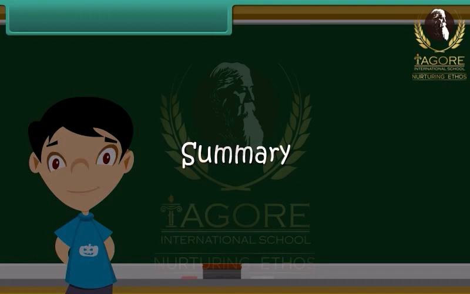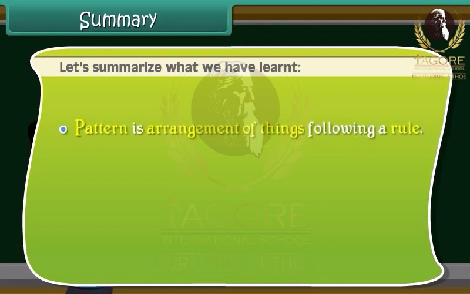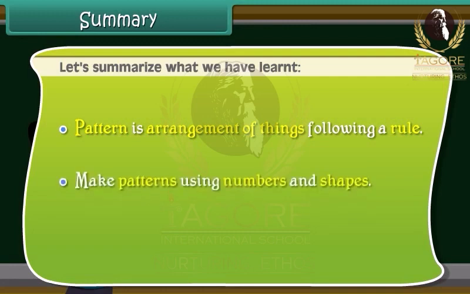Summary. Now friends, let's summarize what we have learned. Pattern is arrangement of things following a rule. Make patterns using numbers and shapes.